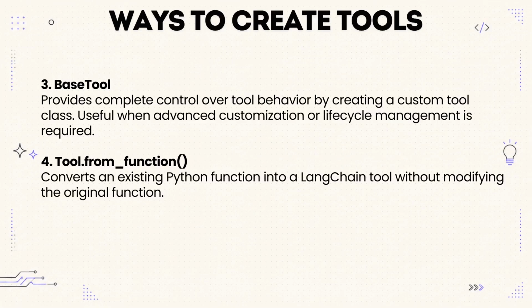Next comes tool from function, where LangChain allows you to convert an existing Python function into a tool using a structured tool. This is useful when you already have a utility function and don't want to rewrite it. It's a very quick way to integrate existing code into your AI application.